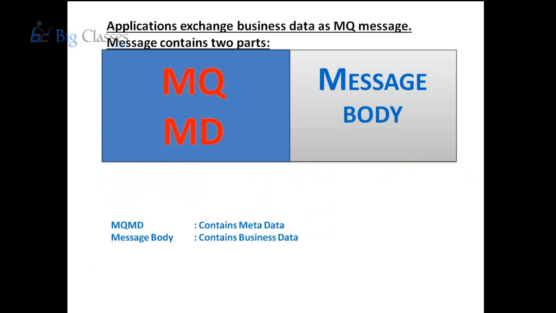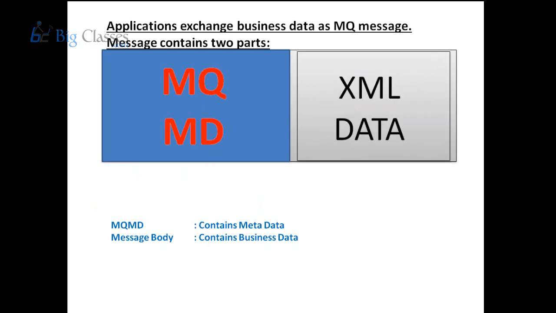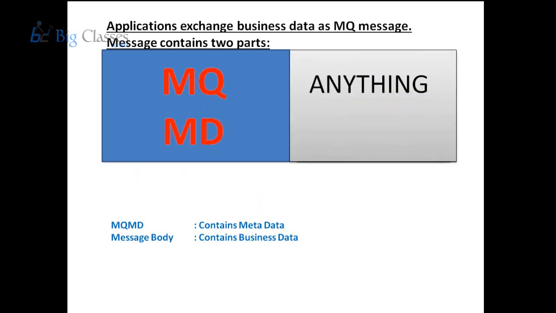Here, an MQ message consists of two parts: the MQMD header and the message body. In the message body, the application may insert XML data, text data, binary data, anything. The IBM MQ server does not care about the message data. Okay, the application can insert any type of data in the MQ message body. It can exchange it with the remote application.